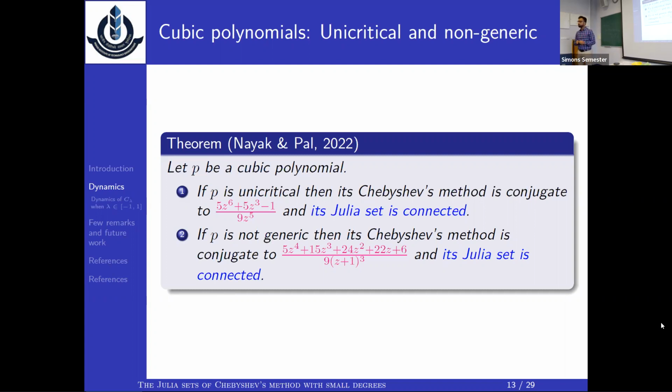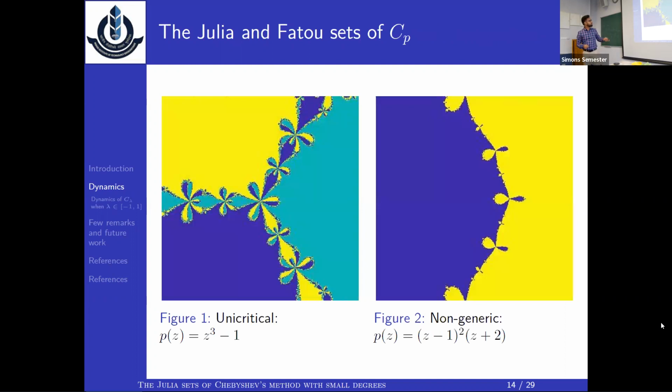What do we mean by being non-generic? Not generic means all roots of P may not be simple; it may have a multiple root. So in the cubic case, if a root is multiple, then the only possibility for that polynomial is of this form, (z minus a) whole square into (z minus b). Here a is the multiple root. So here are the pictures. This is the picture of CP applied to the unicritical case, and this is applied to the exactly two root case.